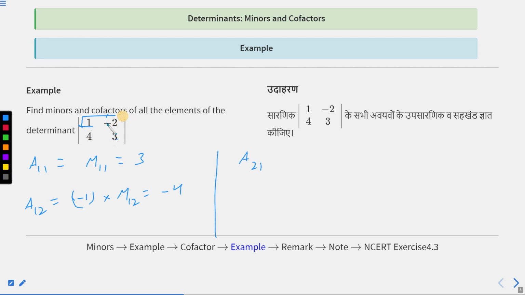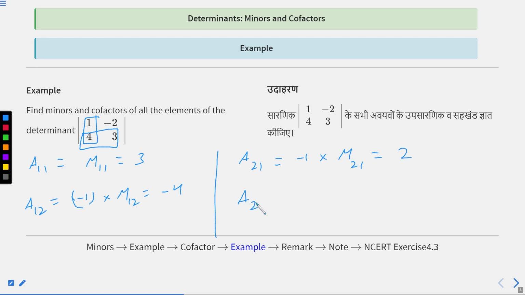A21 means (-1) power 2 plus 1, that is 3, so it will be -1, multiplied with M21. M21 means eliminate the second row and first column, and you are left with this entry. So -1 multiplied by -2 will give you 2.